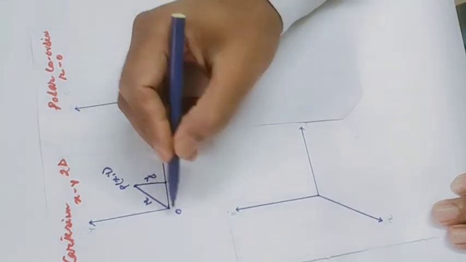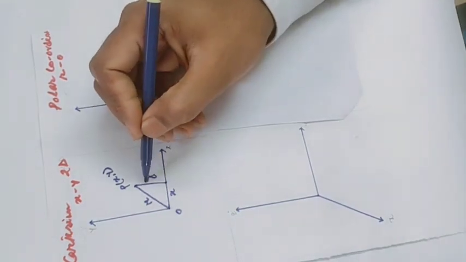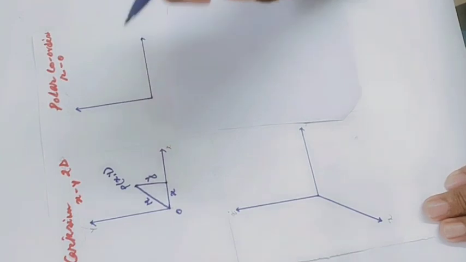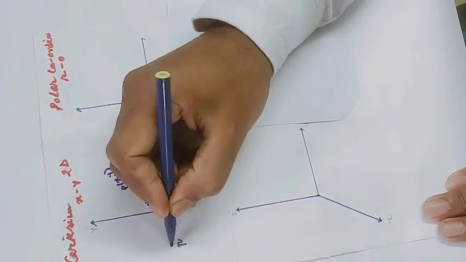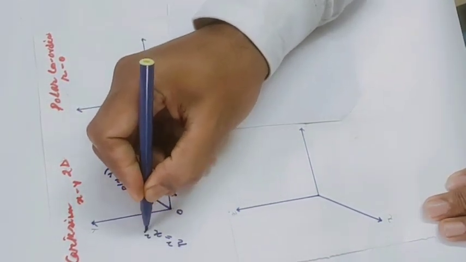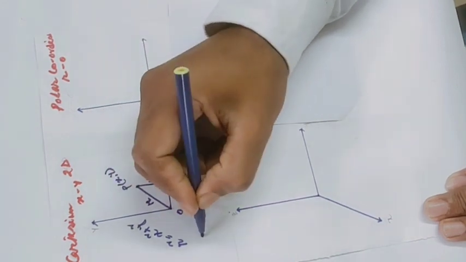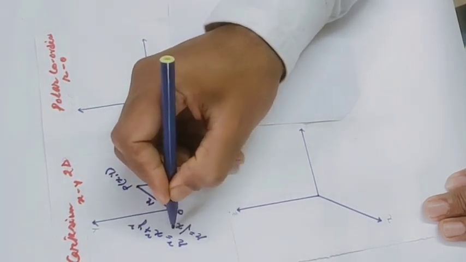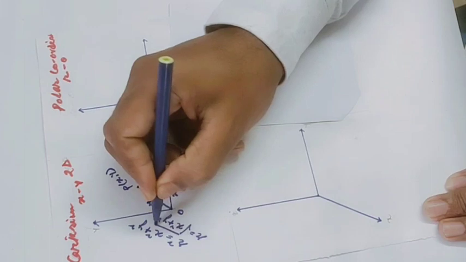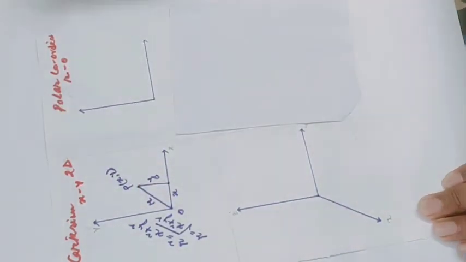Now you see, this is always a rectangular Cartesian coordinate system, the axes are perpendicular. So using the Pythagoras theorem I can write here r squared is equal to x squared plus y squared, or r is equal to root over x squared plus y squared. That way we represent it.